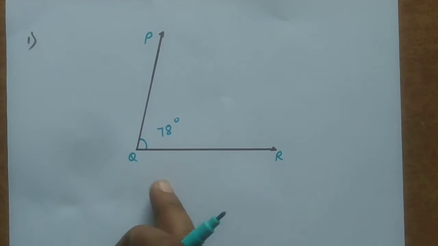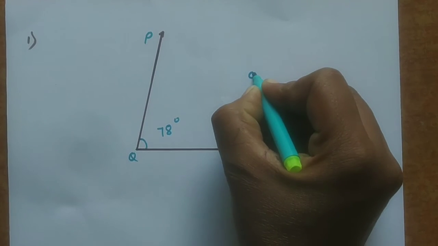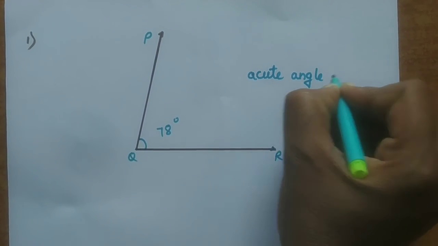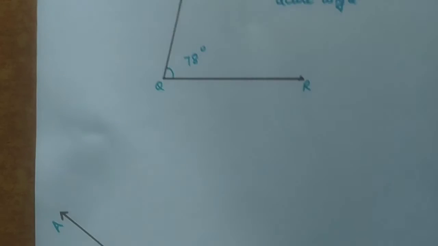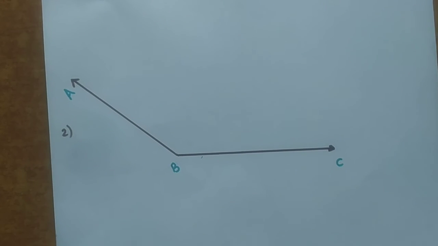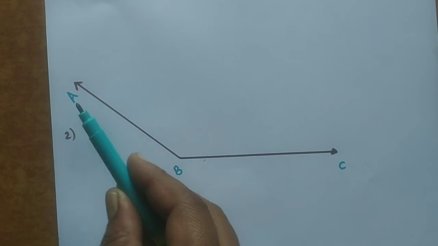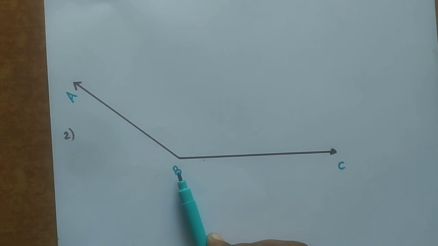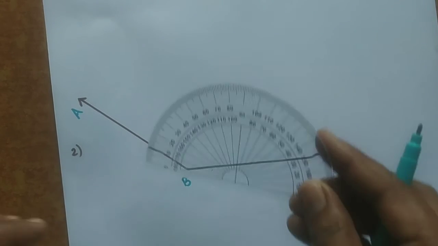So this is which type of angle, children? So this is an acute angle, because it is less than 90 degree. Let me measure the second angle. So between the two rays, one is AB ray and the second ray is BC ray. So we have to measure the angle.